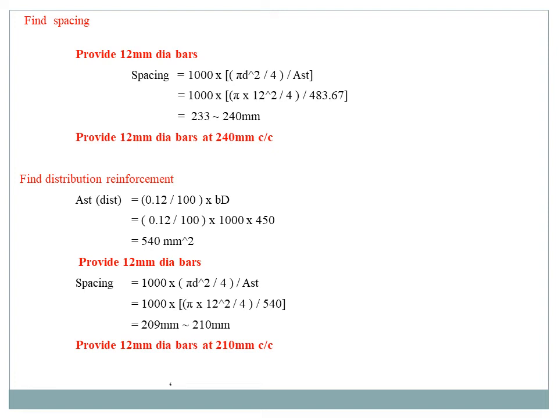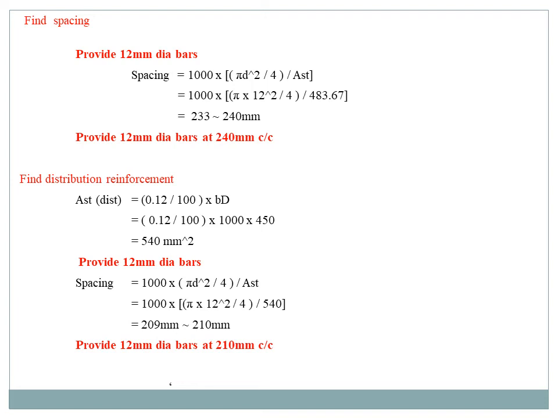Then find distribution reinforcement. Distribution reinforcement is nothing but the minimum reinforcement, so we call it the minimum reinforcement. So ASD is equal to, we know the formula, 0.12 divided by 100 into B into D. 0.12 divided by 100 is a constant value, into B. B is the already known value 1000 mm, and D is the slab thickness 450 mm. So we got the answer 540 mm square.